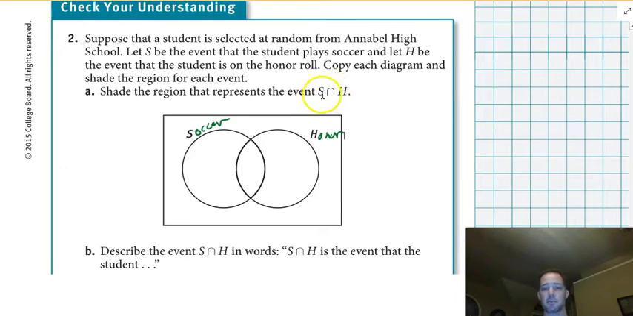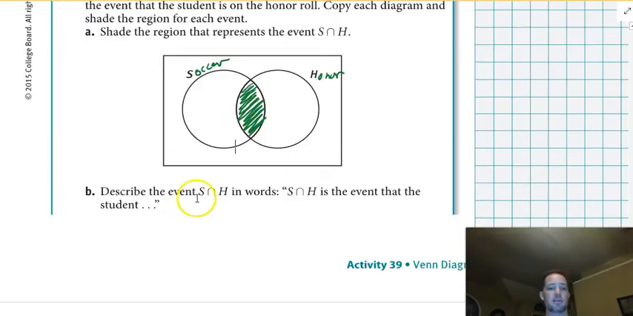So N represents intersection. So we would say this as S intersect H. And we know that intersection is and. So where is the region that S intersects H, or where they play soccer and are on the honor roll? We know that that is this region right here. That is the intersection. Describe the event S intersect H in words. These are students that play soccer and are on the honor roll.